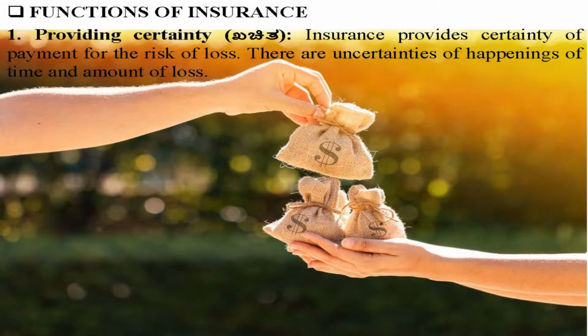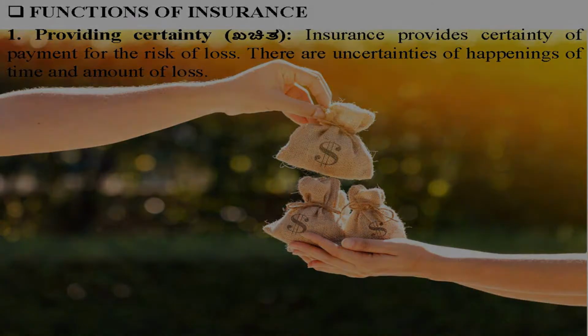Functions of insurance: providing certainty. Insurance provides certainty of payment for the risk of loss. Certainly you will get some amount when the risk happens. So that's how it provides certainty. There are uncertainties about the time of happening and the amount of loss, so for that there will be a certain amount for the risk.